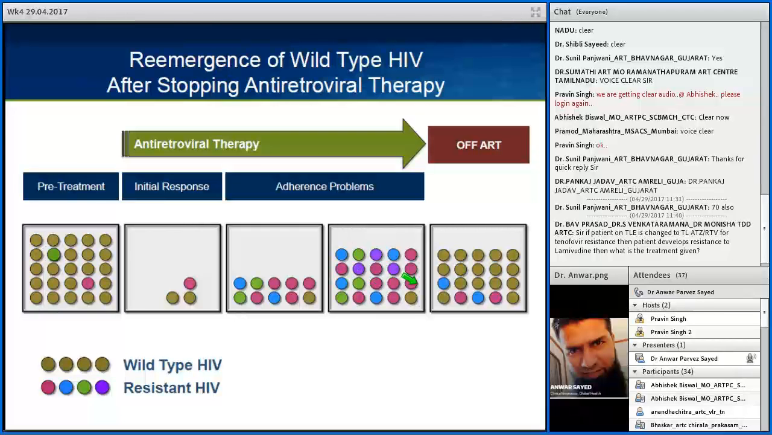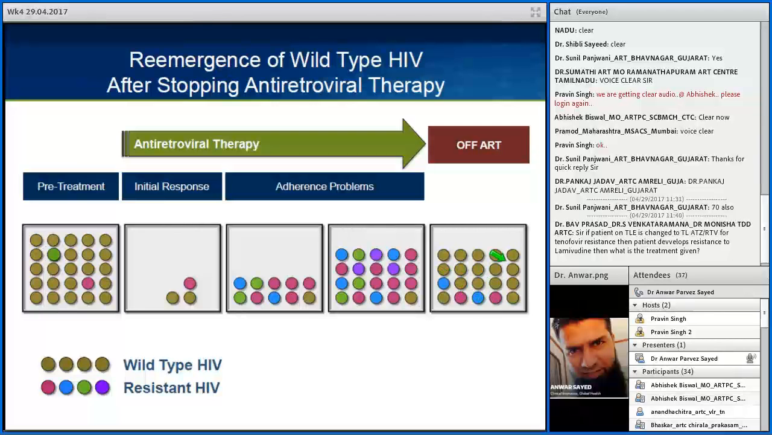So there is a point here which I would like to make: if you want to do resistance testing, you should not stop the treatment you are giving and then send the investigation for resistance genotyping. That you should not do. If you do, what will happen? This will happen. If a person stops ART here, the wild strain goes up, because the wild strain is a stronger strain as compared to the resistant strain. So if a person goes off ART, wild strain number will go high and resistant number will go down.